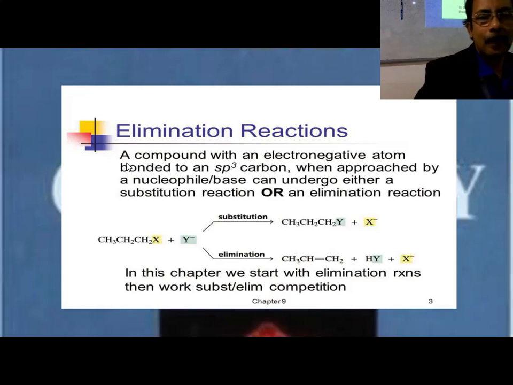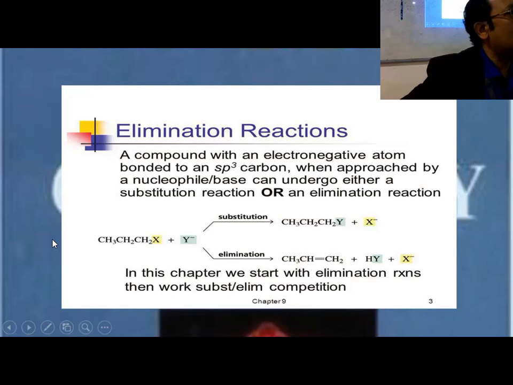Here, example: CH3CH2CH2X. This is the corresponding alkyl halide of propane, so it is propyl chloride, propyl bromide or propyl iodide type of compound. Now we are giving some activating agent like OH minus that will remove this H and X from here, producing a double bonded compound.